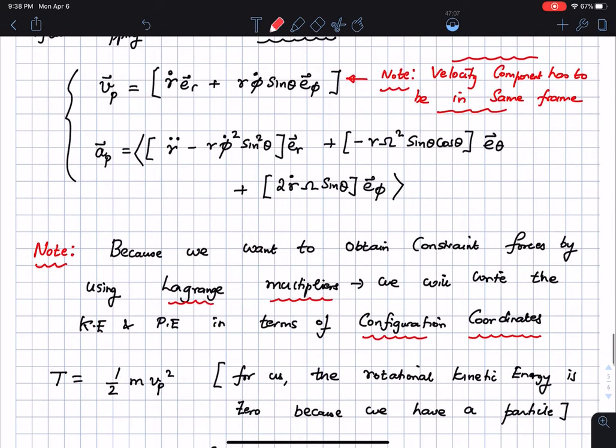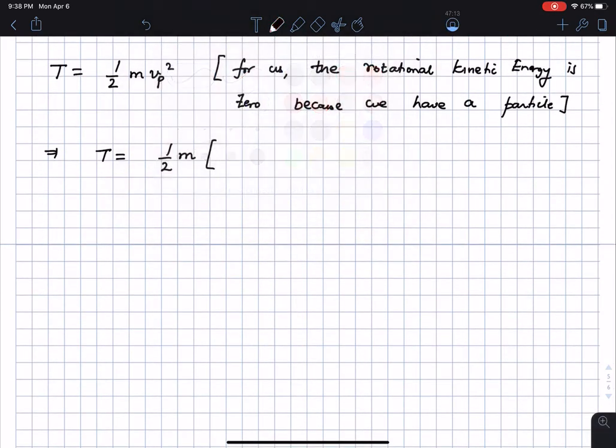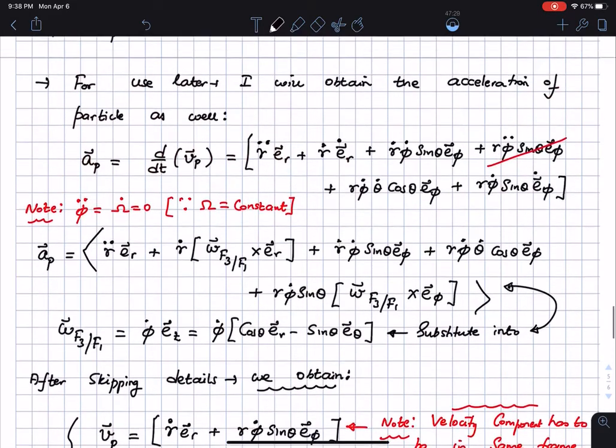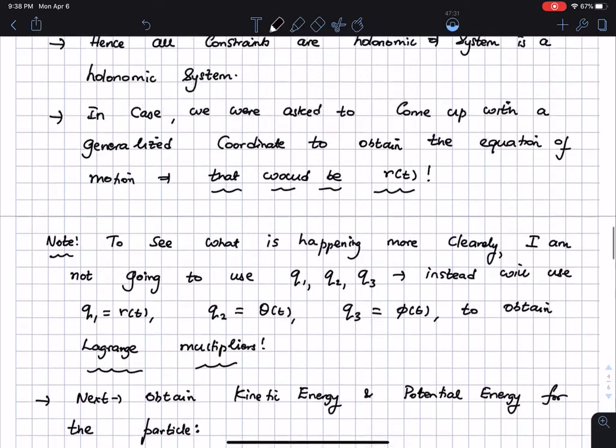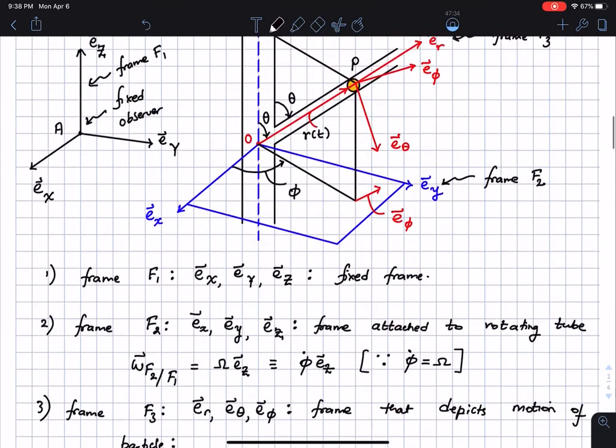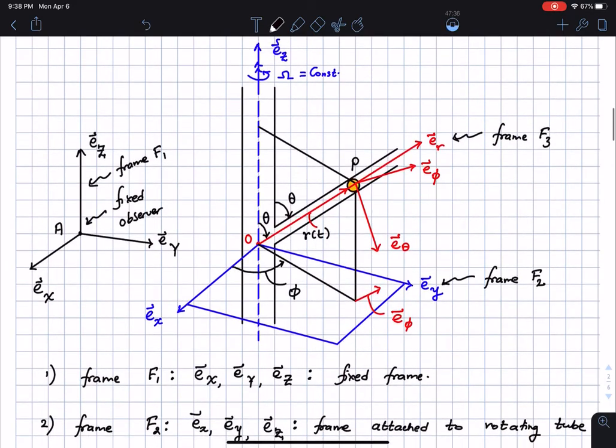So if I do v square, it's going to be r dot square plus r square phi dot square sine square theta. Okay, this is the kinetic energy. The potential energy is fairly straightforward. If we go back to the figure, I had a better figure here at the beginning when we drew the situation. Okay, so the potential energy is going to be a positive energy from the e x e y plane all the way to where the particle p is sitting. It's going to be r cosine theta.